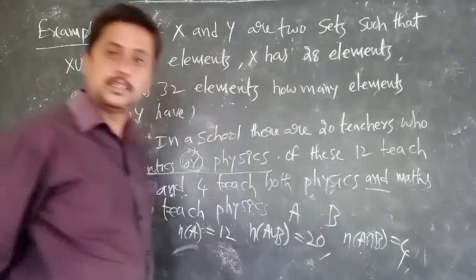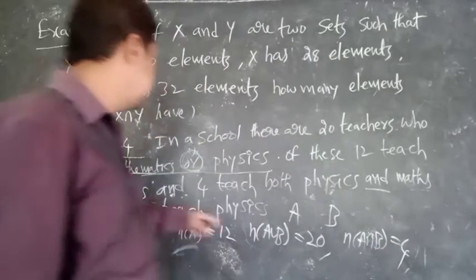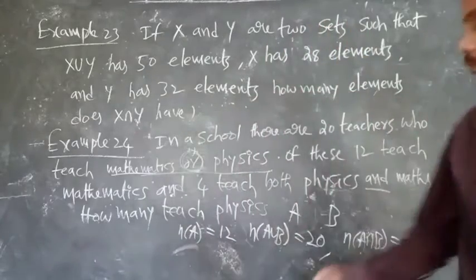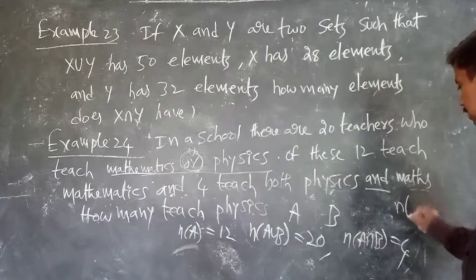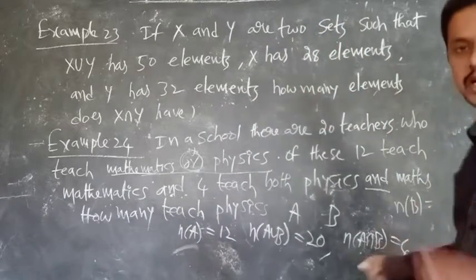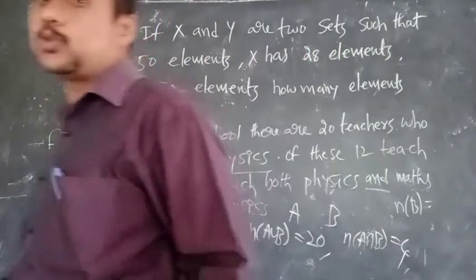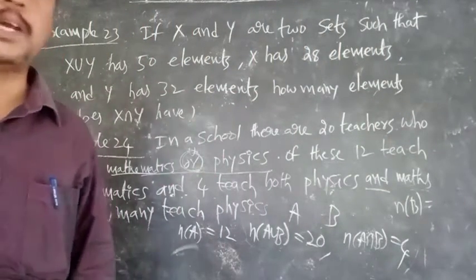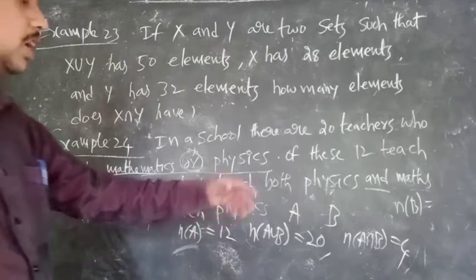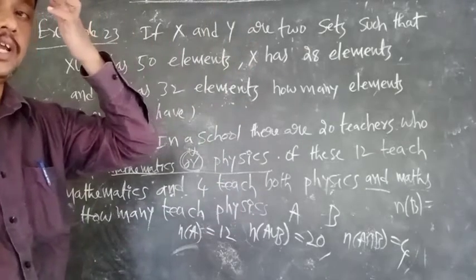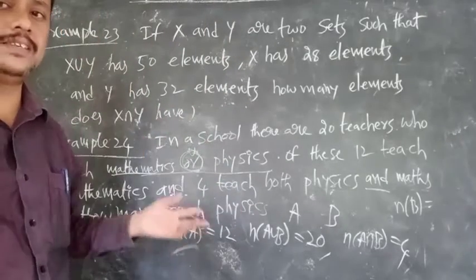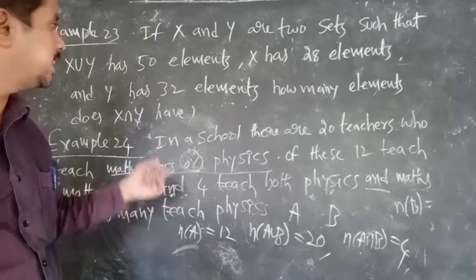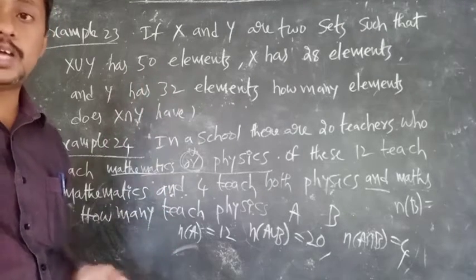Okay, next I have to find how many teachers teach only physics. So we have to find n of B. Write down the formula: n of A union B is equal to n of A plus n of B minus n of A intersection B. Substitute all these values, you can get the answer. Very easy problems, my dear students. So do the homework.